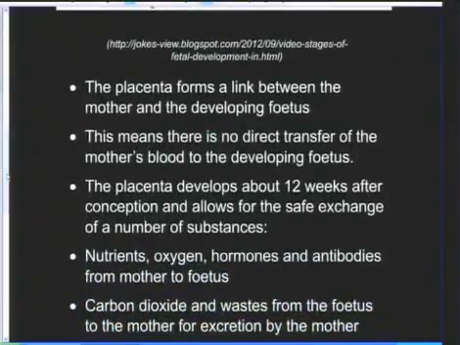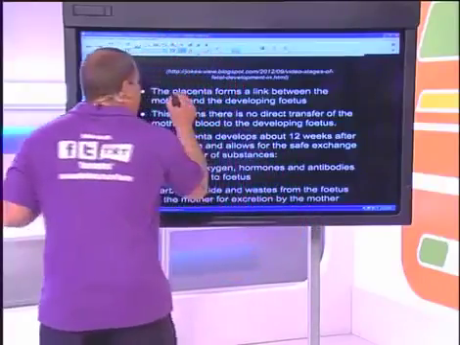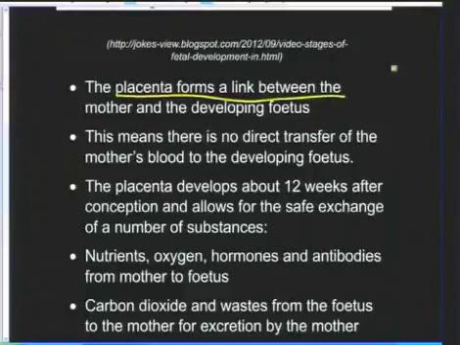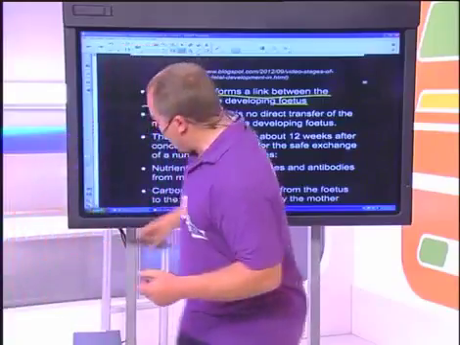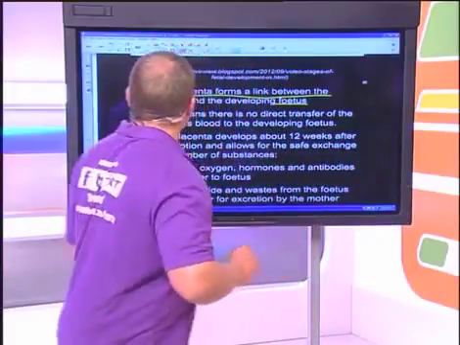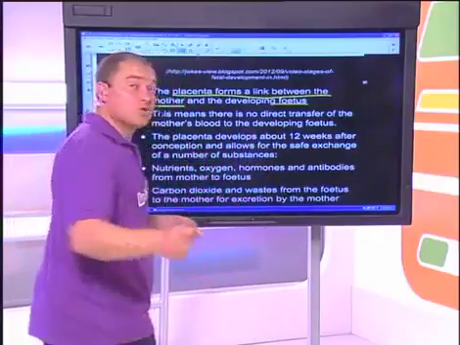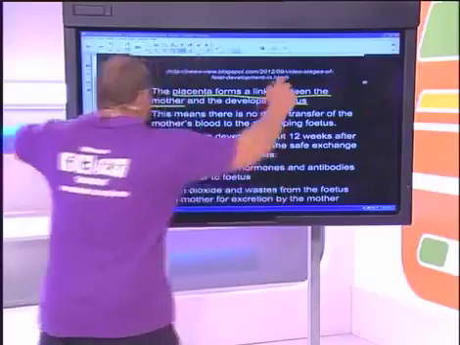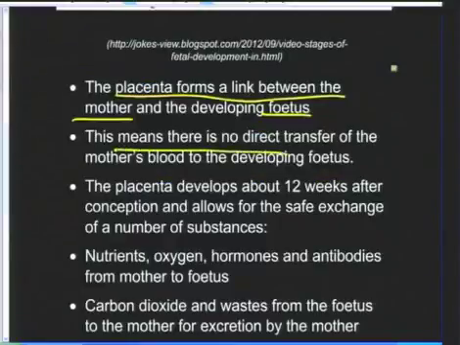The placenta. Very important. The placenta is very important. It's formed from a link between mother and fetus. Now, understand something about the umbilical cord. It's the placenta they're talking about. We'll get to the umbilical cord just now. I just want to go straight to the development. This means there is no direct transference of blood or nutrients or anything.